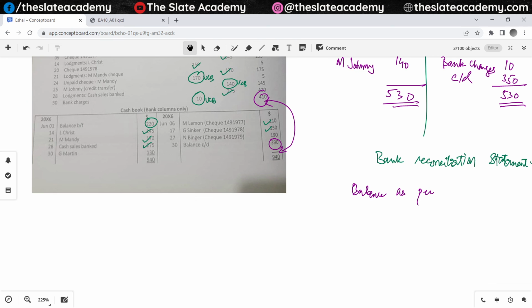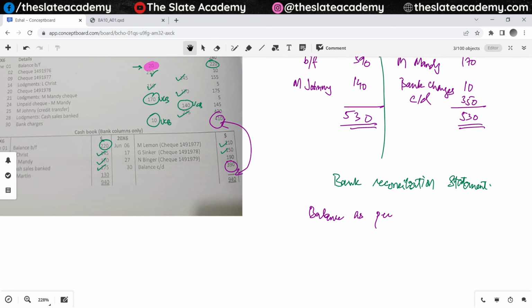So at the end of this month, you're saying that your bank balance was 390. The bank was saying that your bank balance is 410. And after making the adjustments from the bank statement, you said, no, my bank balance is 350. But the bank's adamant that it's 410. So let's see if we can match it, whether the difference can be explained or not.